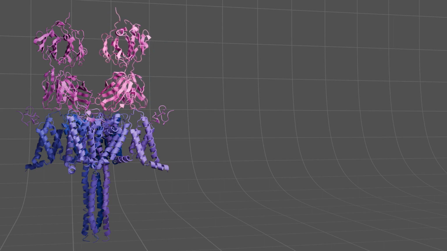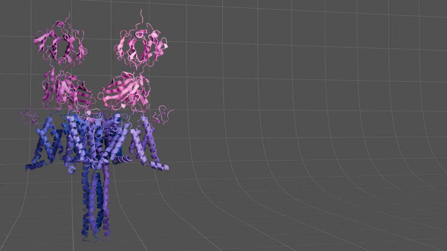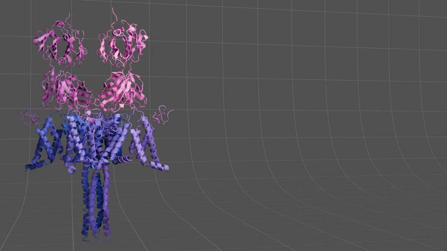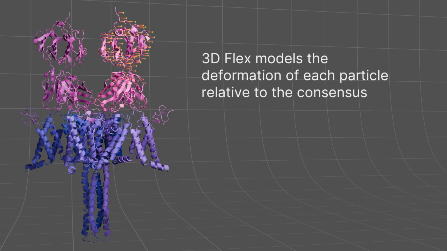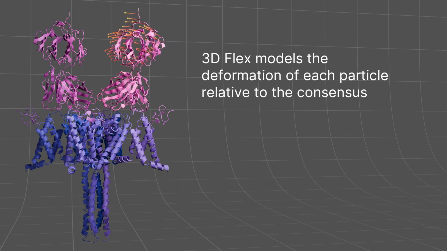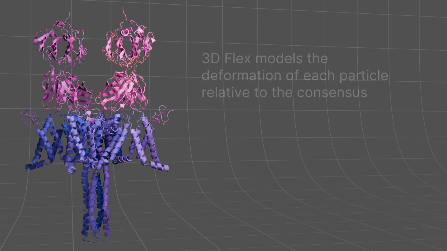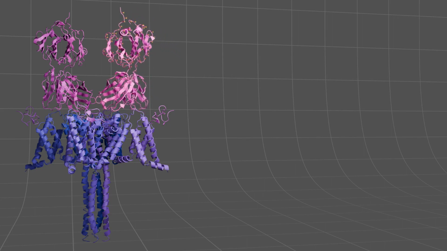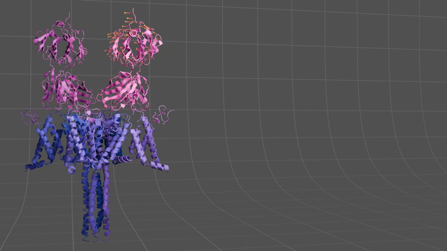And so that's where 3D flexible refinement comes in. The idea here is that in addition to just modeling what types of variability exist, because we are directly modeling the deformations in 3 dimensions, we are able to undo those deformations and recover a consensus map that is also this undeformed map by moving density back where it would be if that particle hadn't flexed. That's why we need a mesh.